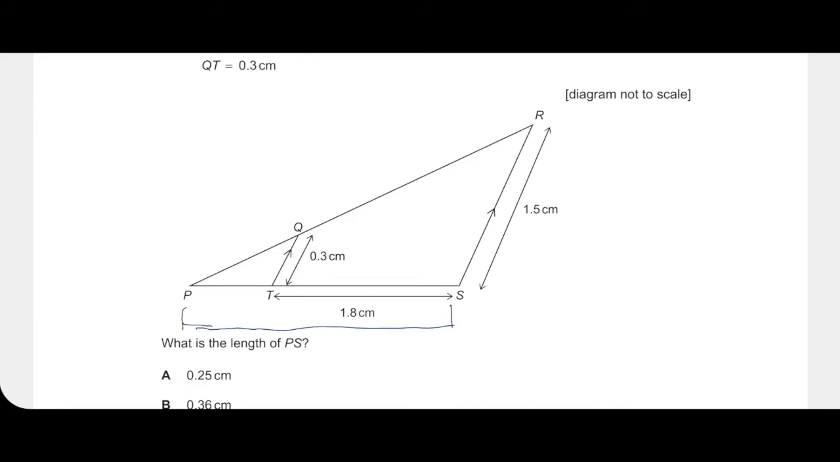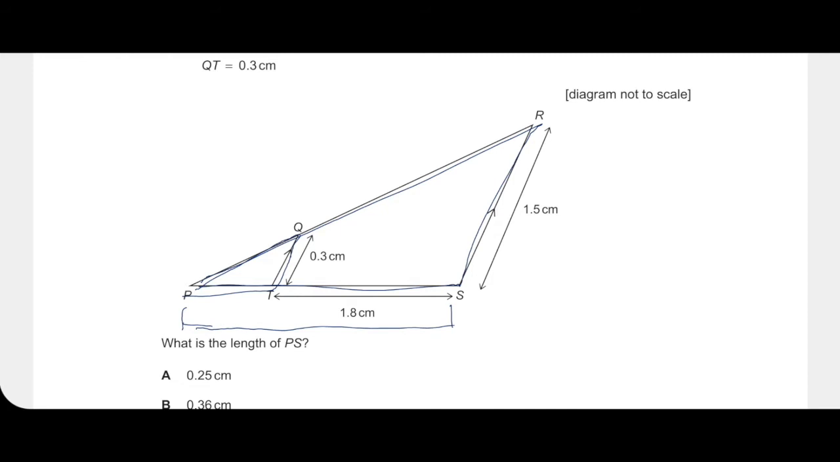And this is a maths question, and it's trying to assess your knowledge of similar triangles. Triangle PQT is similar to the big triangle PRS. So therefore, the angles at RPS are the same, PSR are the same, and PQT and PRS are the same. Knowing that this triangle is similar, the angles are the same, we could assume that there is a ratio that could be calculated between the small triangle and the big triangle.